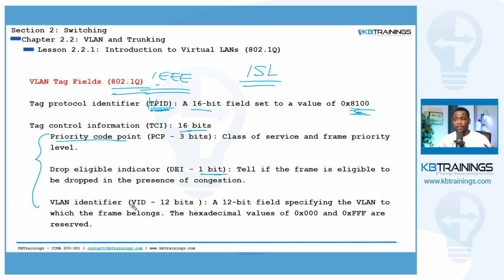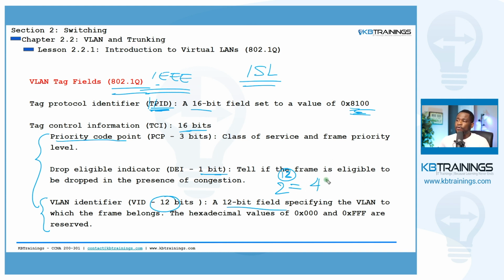And the third field in the tag is the VLAN ID. This is the most important field because it gives you the number that you're going to see everywhere. When you talk about VLANs, you need to mention the VLAN ID, or the VLAN number that you're trying to refer to. And this is a 12-bit field. And because it's 12 bits, we can only have 2 to the power of 12 combinations.